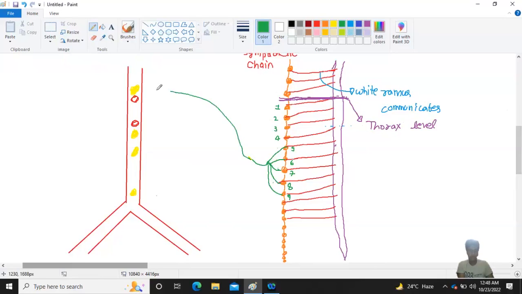This nerve drains into the celiac ganglion. Another nerve is from 10, 11. This is the greater splanchnic nerve. This is the lesser splanchnic nerve, which drains into the aorticorenal ganglion. And another is the least splanchnic nerve, which goes to the aorticorenal ganglion.